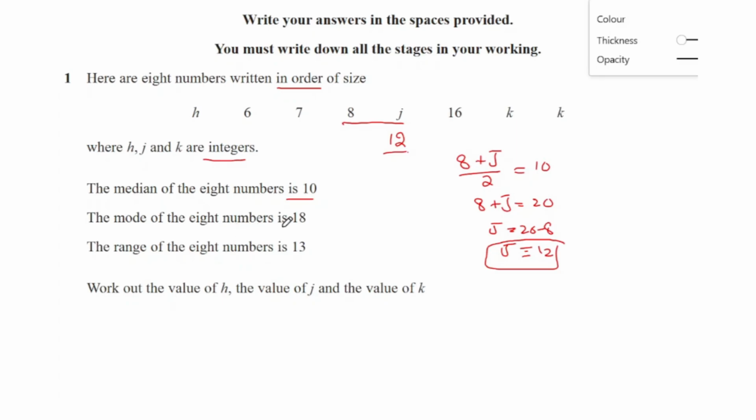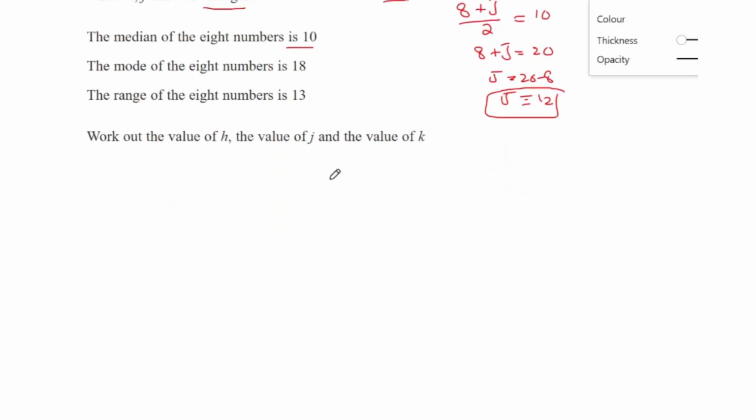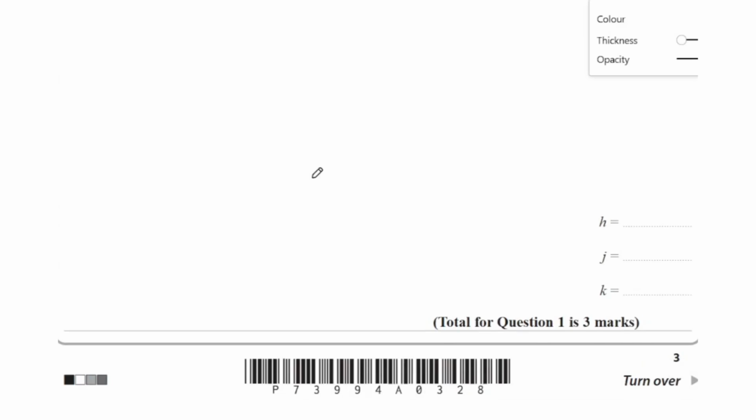So the mode of the 8 numbers is 18. So it means these two numbers are 18. Mode means the most common values, yeah? And then the range of the 8 numbers is 13. So 18 minus 5, that gives us 13. Okay. So what are the values? We can write it down. So this is one more questions. So h value we got here 5, and j value we got here 12, and k value we got 18.